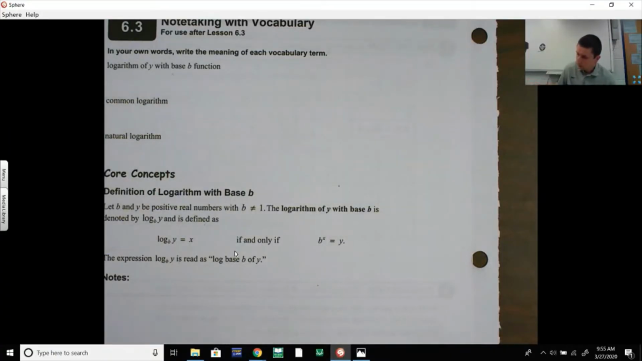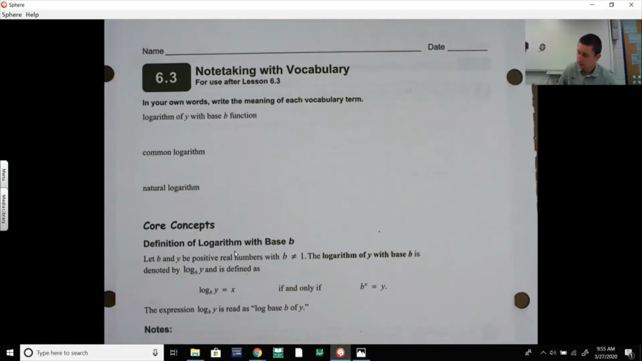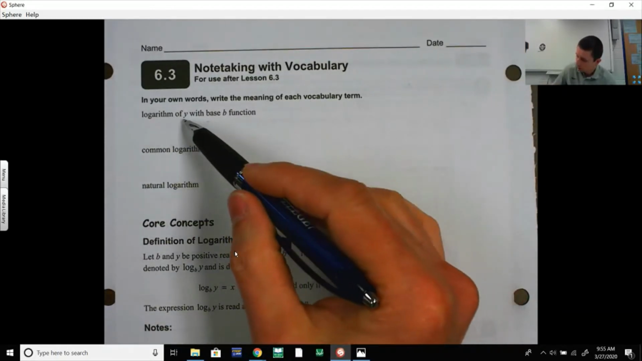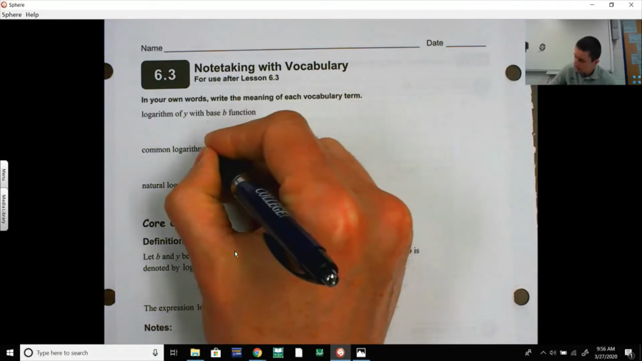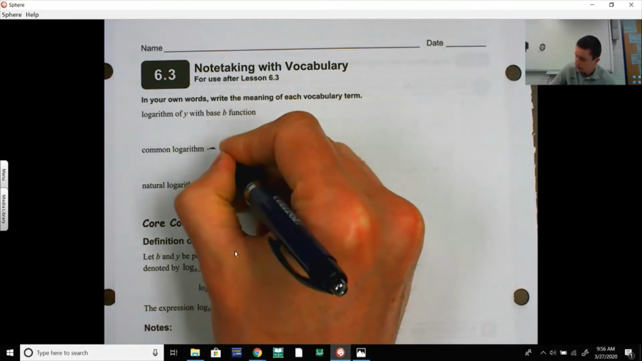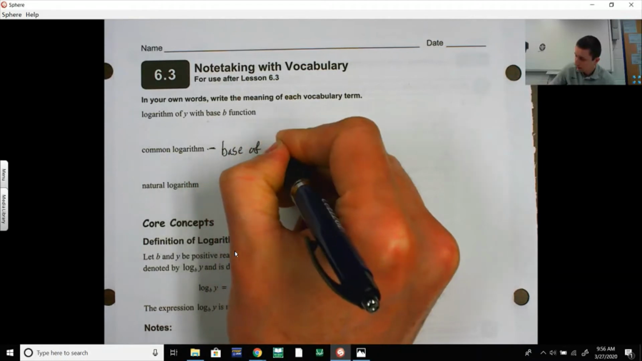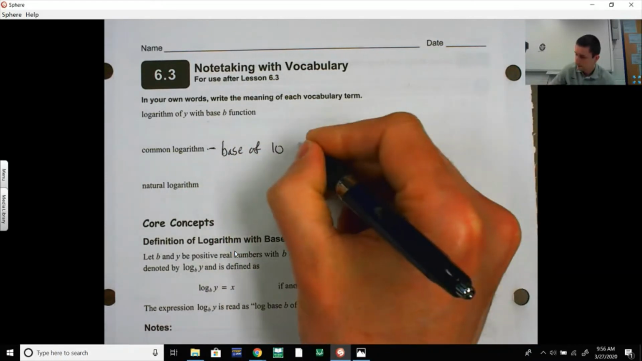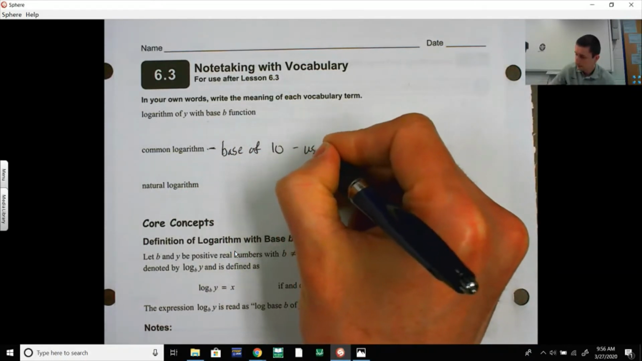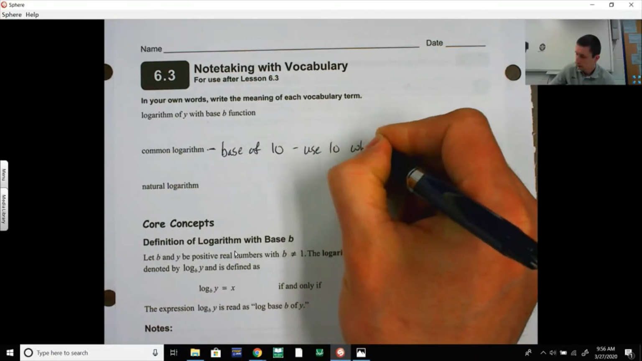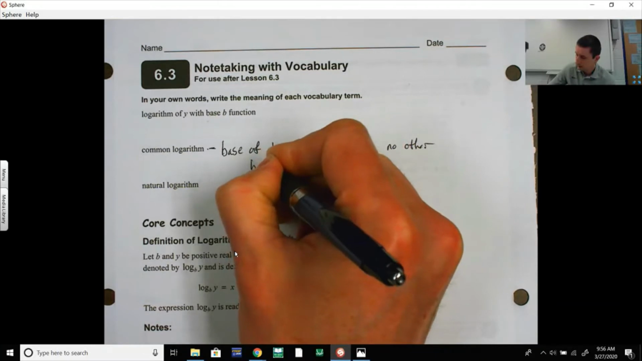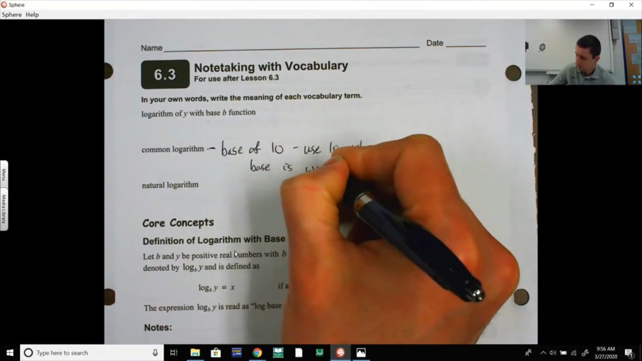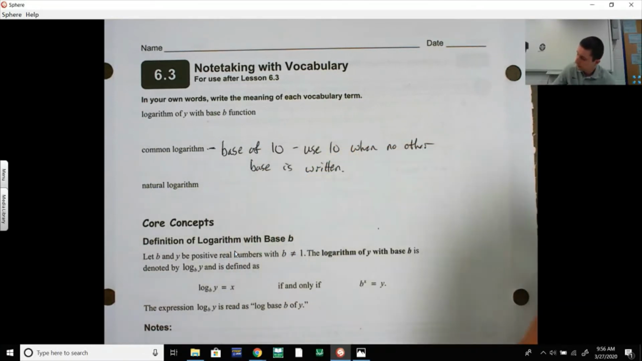So there's your terminology. Please fill this in. Logarithm of y with base b function. Common logarithm. A common logarithm has a base of 10. So you use 10 when no other base is written.